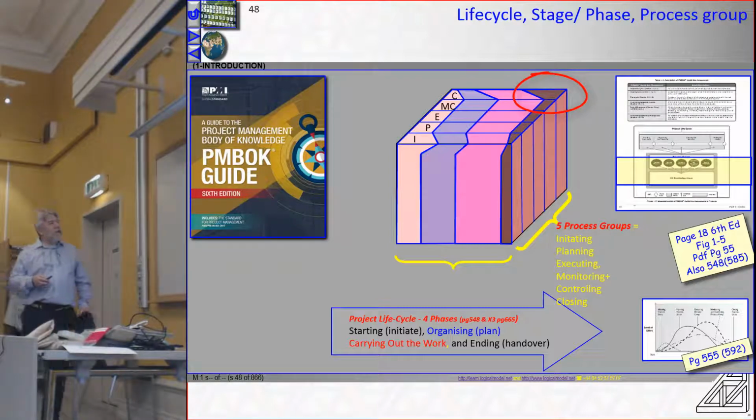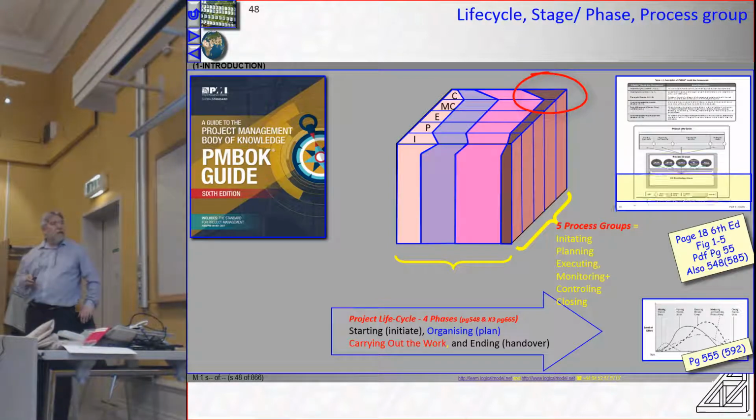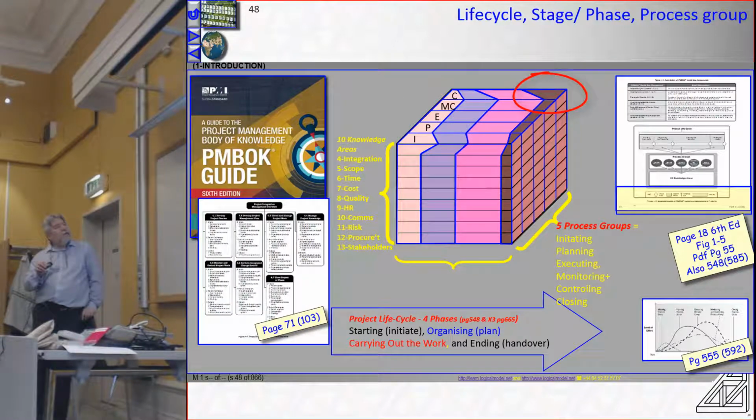But we then have to recognise that the 10 knowledge areas extend across all of that, and I really ought to have divided every single one of the cells up in here into 10, but I couldn't, because we've got every knowledge area in every process group of every life cycle phase. But I thought it got detailed enough at this point.